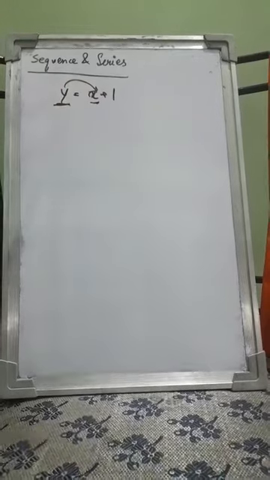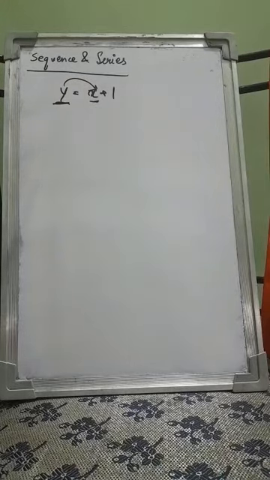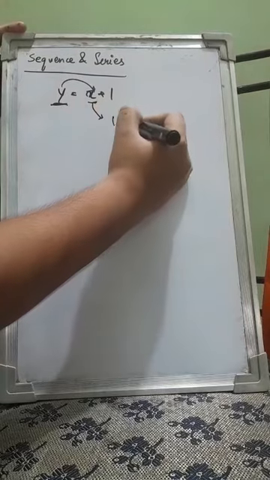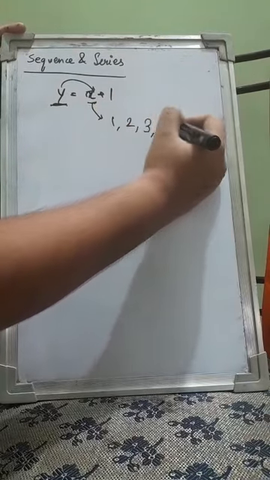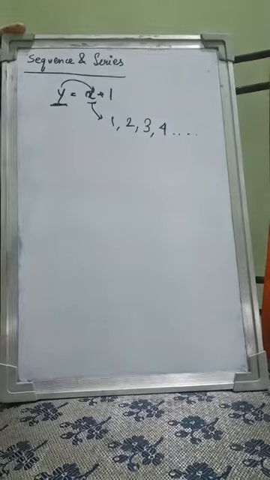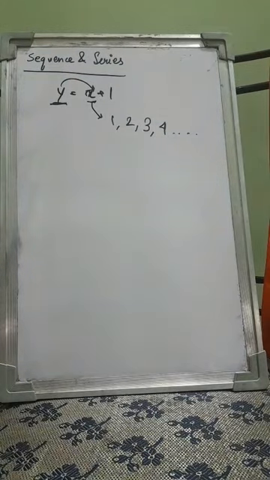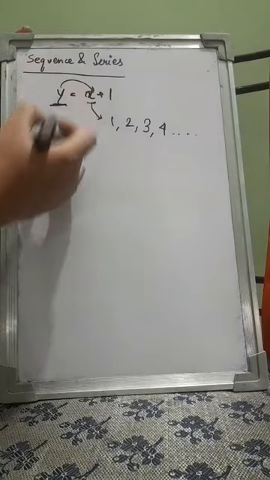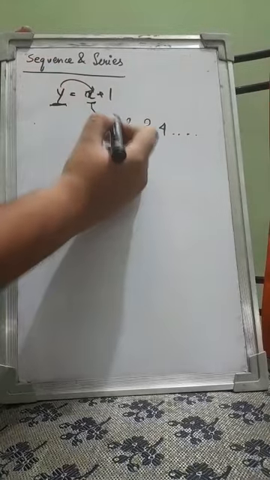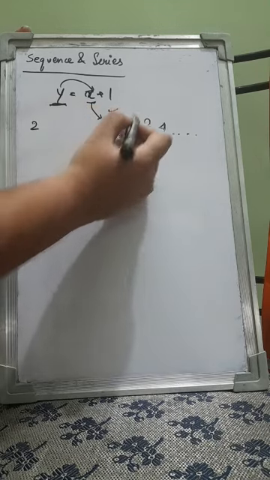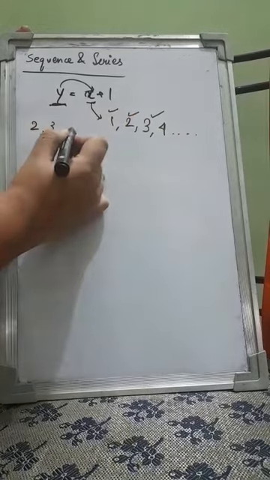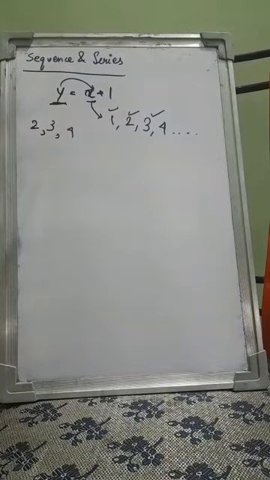So as we change x, y also changes, right? So suppose x can only vary in natural numbers, right? So x can be 1, it can be 2, it can be 3, it can be 4, and so on and so on, right? So in that particular way, y will also have a particular value, right? So for x equal to 1, y will be 2. X equal to 2, y will be 3. For x equal to 3, y will be 4. So this is what a sequence is.